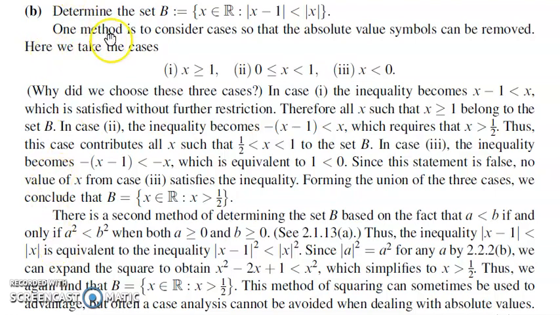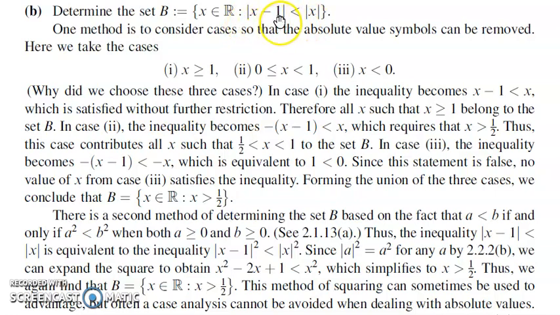The problem is: determine the set B, which consists of all real numbers x element of R, which satisfies modulus of x minus 1 less than modulus of x. We have to find all those elements which satisfy modulus of x minus 1 less than modulus of x, or we have to find all those elements whose distance from the element 1 is less than the distance from 0.